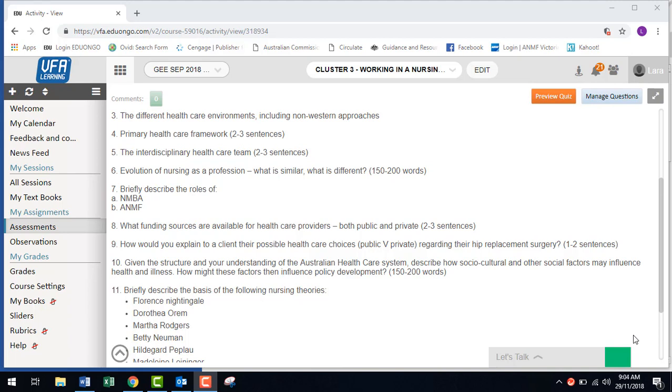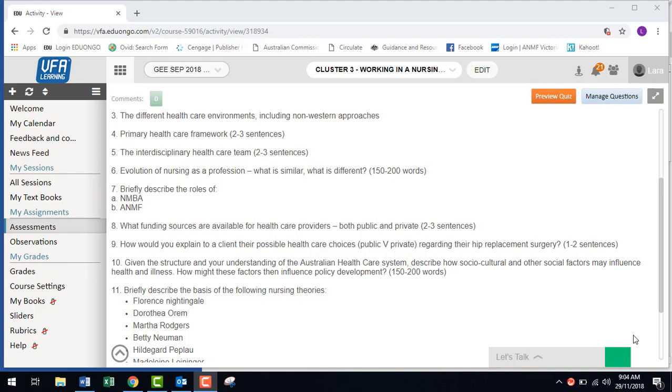Number 8, we want you to describe the funding sources available. Pretty much we want you to describe how the public system is funded and how the private system is funded. And we just want 2 to 3 sentences to describe both of those.